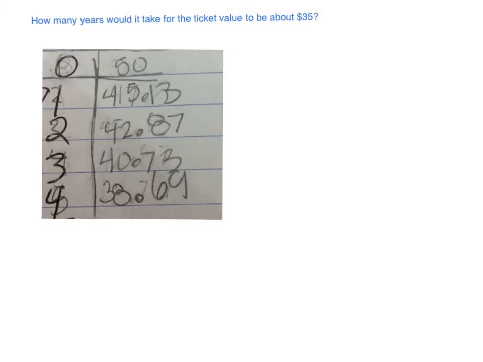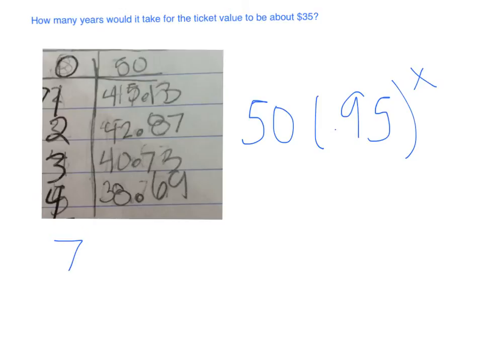So the question is, how many years would it take for the ticket value to be about $35? And here is the graph, and it starts from 2005 and decreases by 5%. And the equation is 50 times 0.95 raised to x. And you could plug a random number in, or you can plug it into the graph on your calculator. And by the time you get to 7 years, you should have 34.916, and that's around $35 for the ticket value.